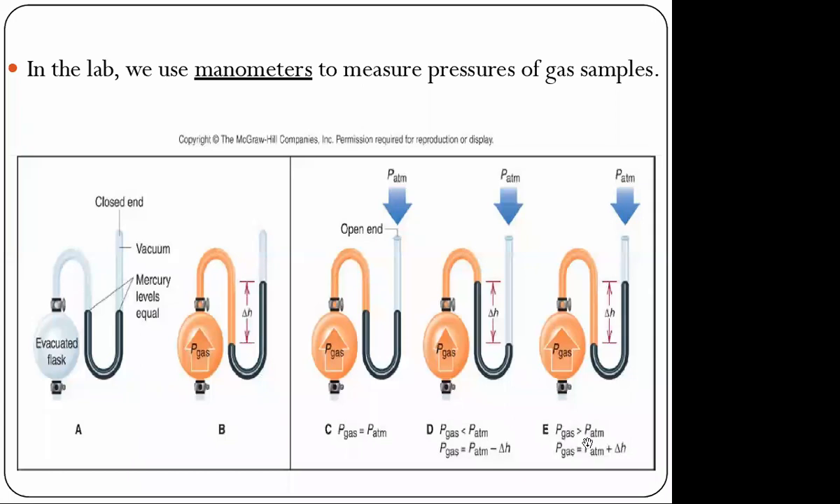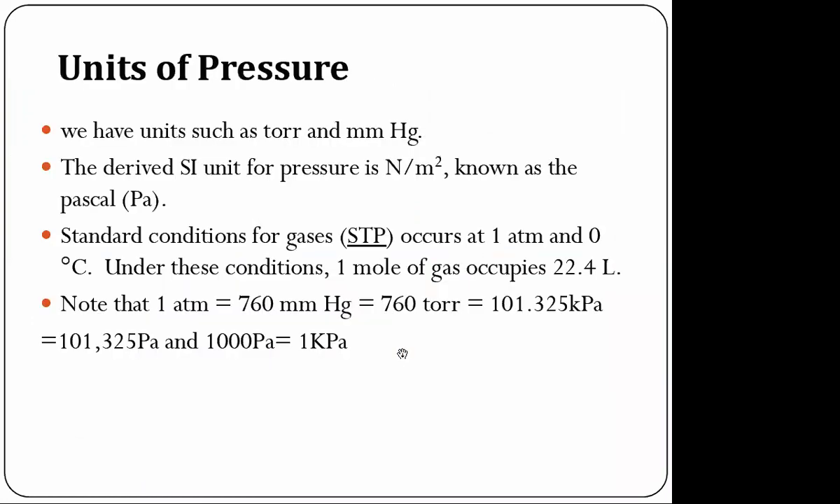At the other end, if the pressure coming from the gas is greater than the pressure coming from the atmosphere, then the pressure of the gas will move the mercury by a distance of delta H. Then the pressure of the gas will be equal to the pressure of the atmosphere plus delta H, as against the pressure of the atmosphere minus delta H that you have at lower gas pressure compared to the atmosphere. So you use that to measure the pressure of the gas.